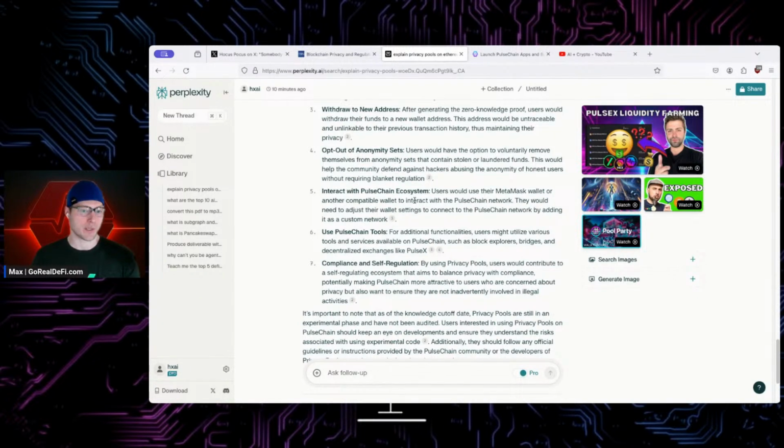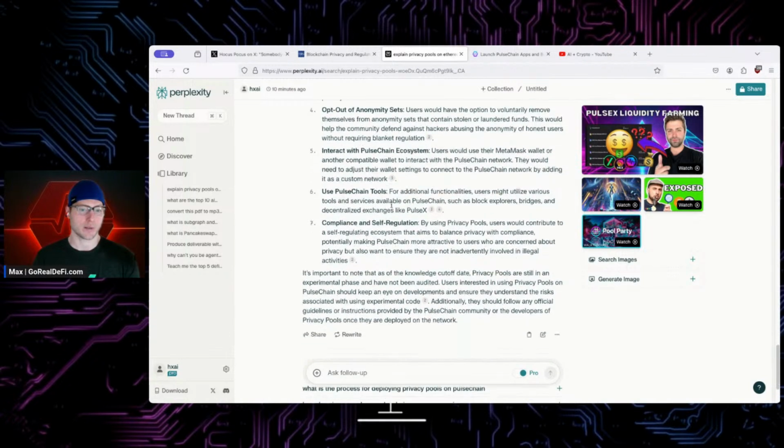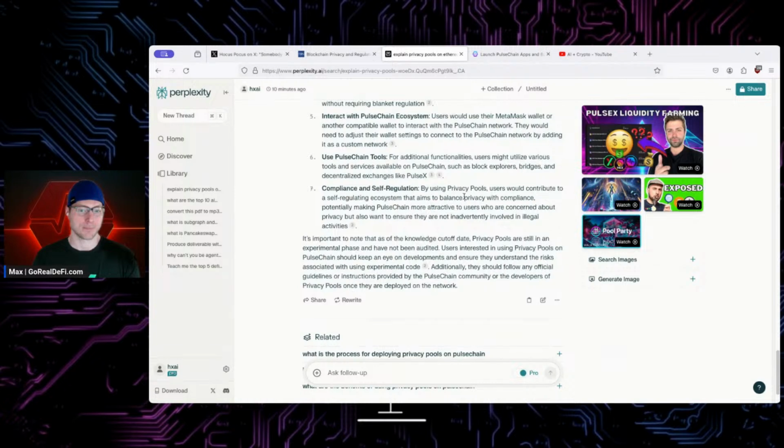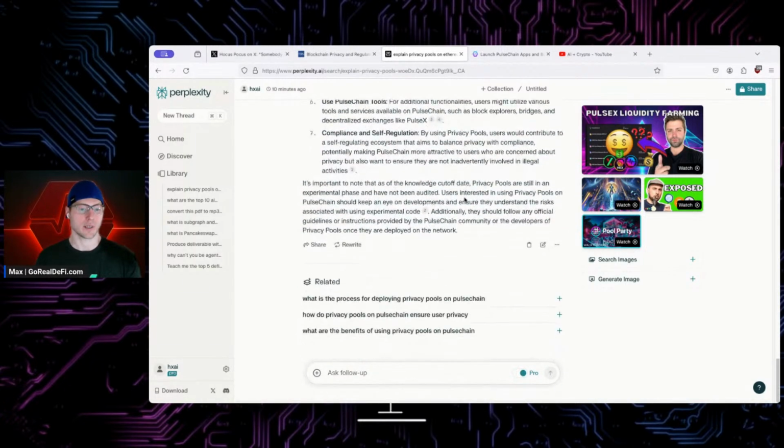So they'll be able to use their MetaMask wallet or other compatible wallet to interact with the PulseChain network, adjusting their wallet settings to connect to PulseChain. Okay, we know that. Yeah, I think those are the two biggest things out of there. Okay, what's privacy?